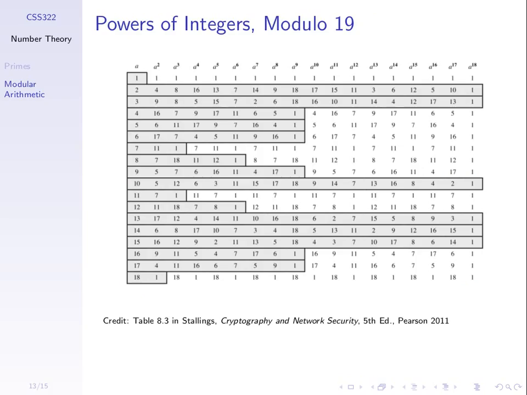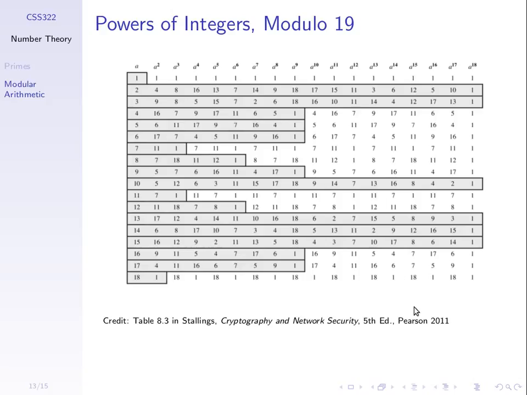This example shows our table, but for mod 19. That is, from 1 up until 18, A equals, for example, 5. 5 to the power of 1 mod 19 is 5. 5 to the power of 2 mod 19 is 6. 5 to the power of 3 mod 19 is 11, and so on. And it's done it for all of the values.